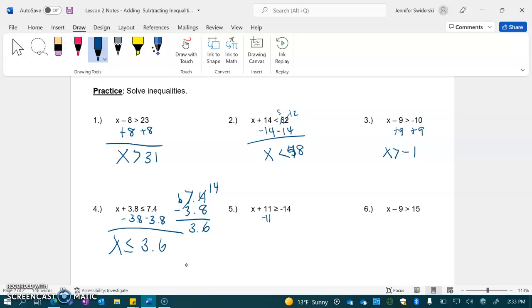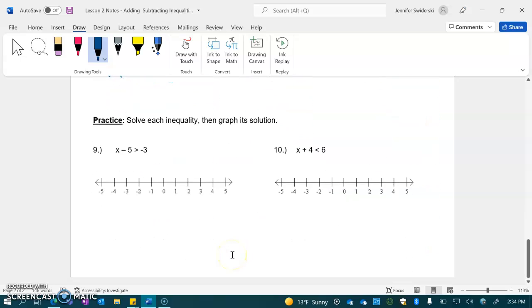Number 5, I'm going to subtract 11 on both sides. So I'll get x is greater than or equal to negative 25. Number 6, I'm going to add 9 to both sides. So I'll get x is greater than 24. Number 9, I'm going to start by adding 5 to both sides. So I'll get x is greater than 2. My circle will be open, going to the right. Number 10, I'm going to subtract 4 on both sides. So I get x is less than 2. Circle is open and going to the left.